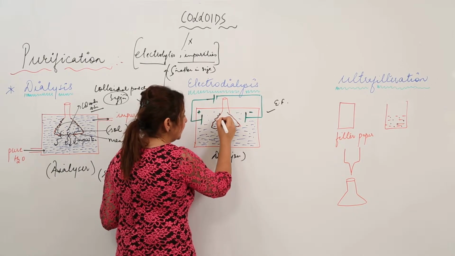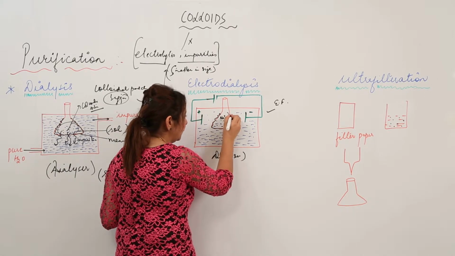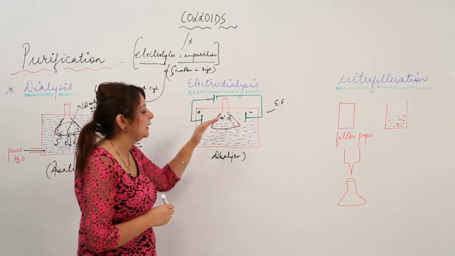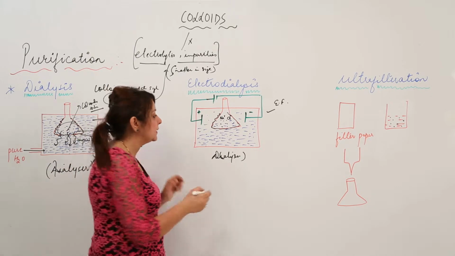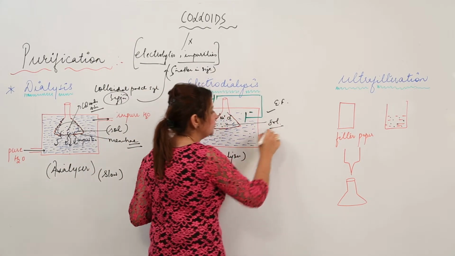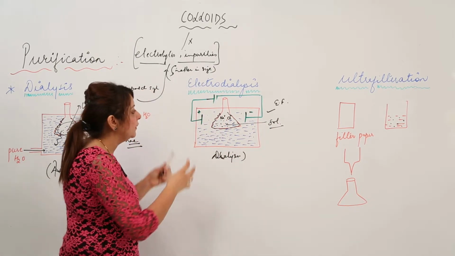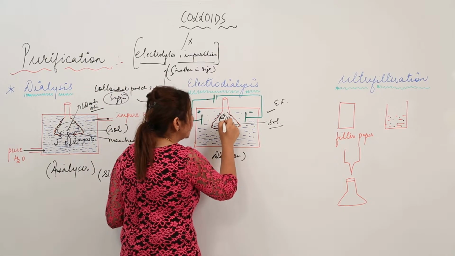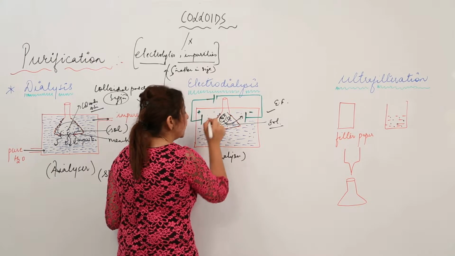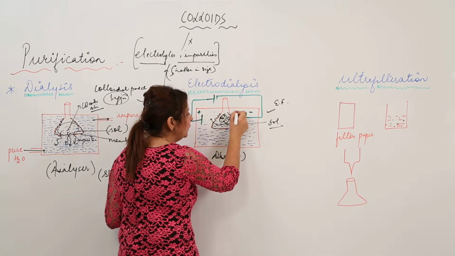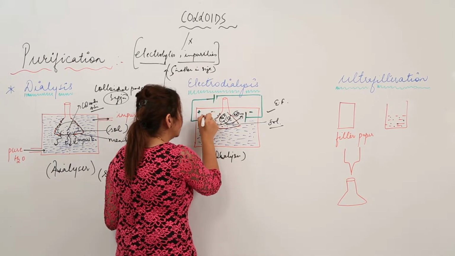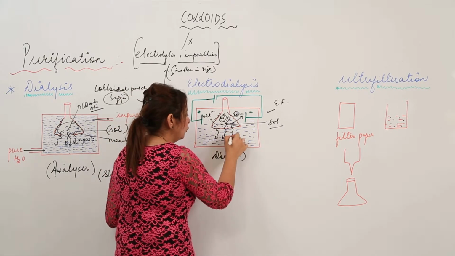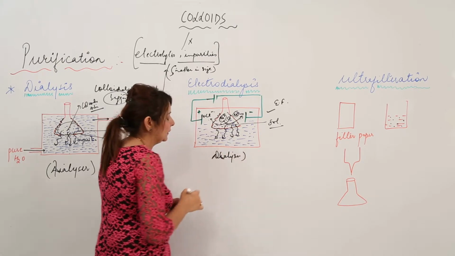Suppose we take an example. There is an electrolyte present, NaCl. Suppose NaCl is present in a sol. When we apply the electric field, oppositely charged particles get attracted to the oppositely charged pole. In the meanwhile, we will see that they start moving towards their opposite pole, and the neutral impurities start moving out as they were doing in the dialyzer.